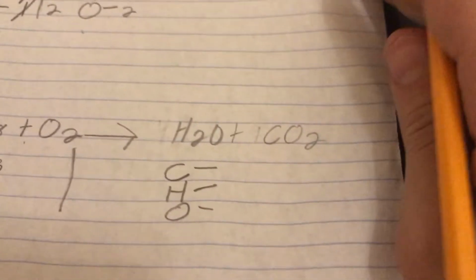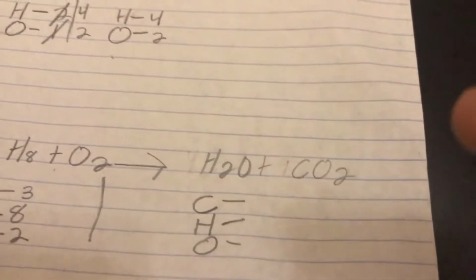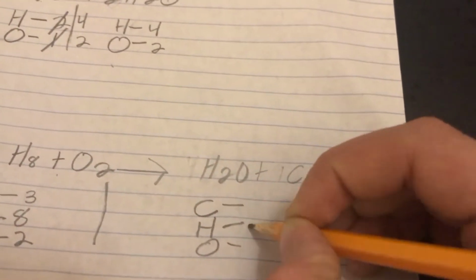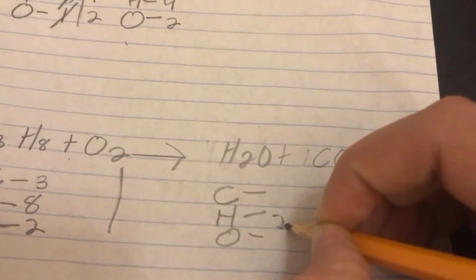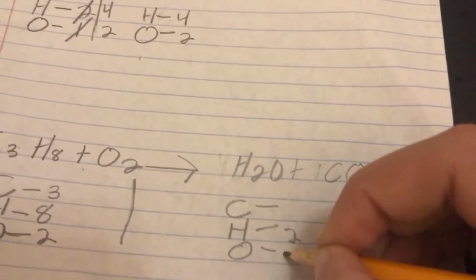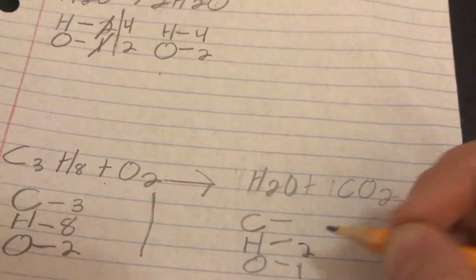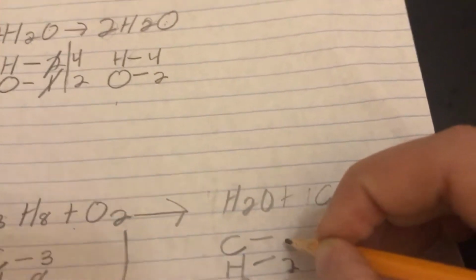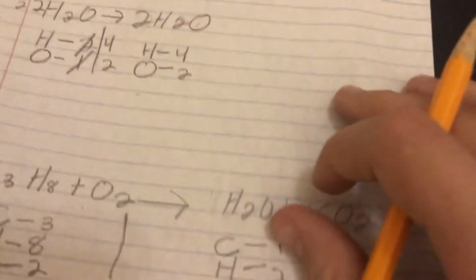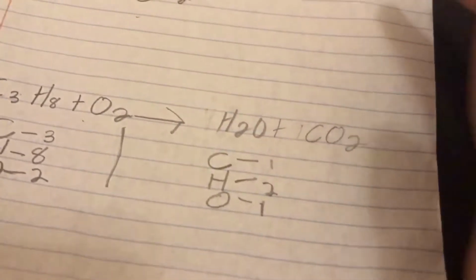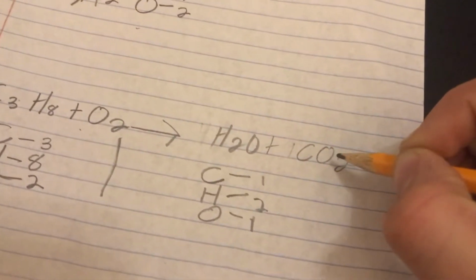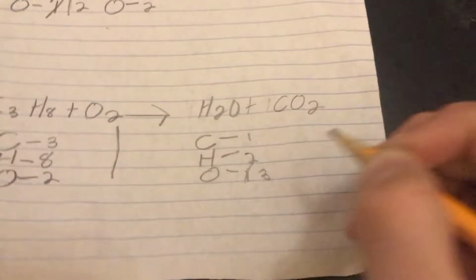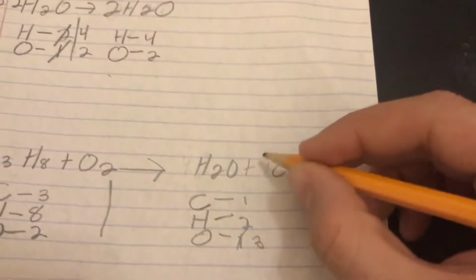Now for the other side, H2O plus CO2. Hydrogen has 2 atoms because it has a subscript of 2. Oxygen has 1 atom. Carbon has 1 atom because they both have no coefficient and no subscripts. Now there's another oxygen, so instead of 1, it's a 3, because 2 plus 1 is 3.